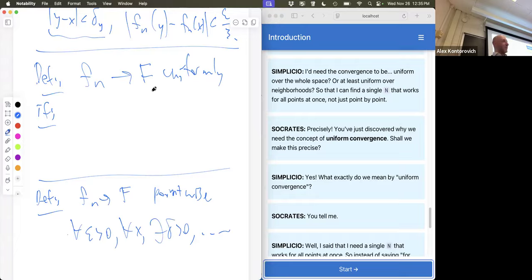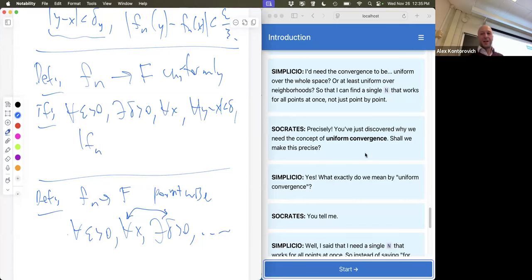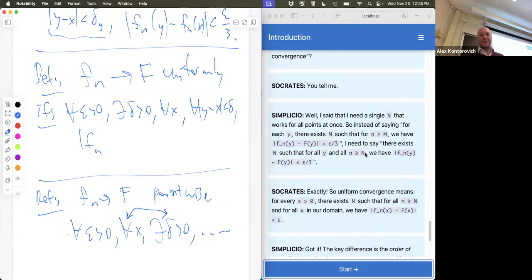The uniform version does what? Use the order. Exactly right. You swap these two. For all epsilon, there exists a delta that will work for all x's. So that for all x, and then for all y within delta of x, Fn, let's see, how do I want to say this? It's not about continuity, it's about the sequence converging. The sequence converging. Let's fill this in actually.